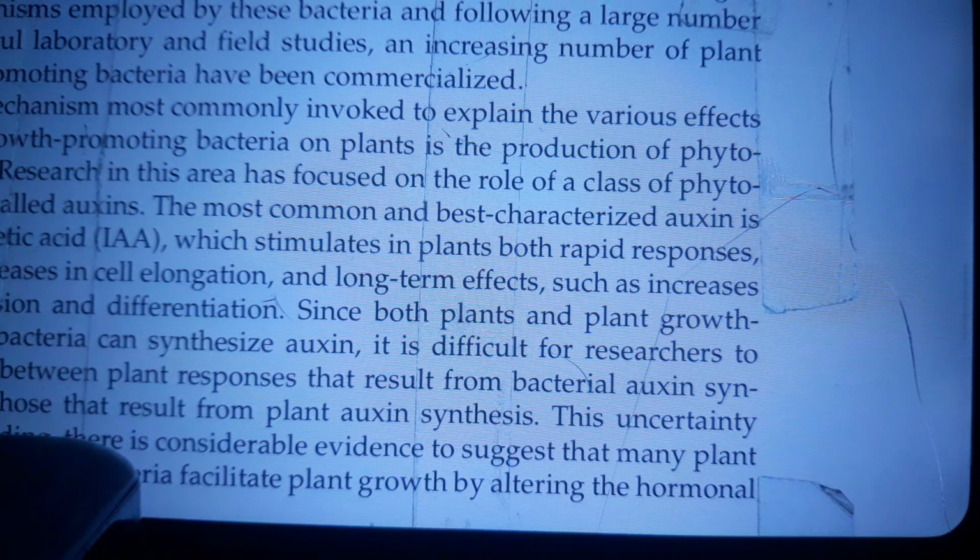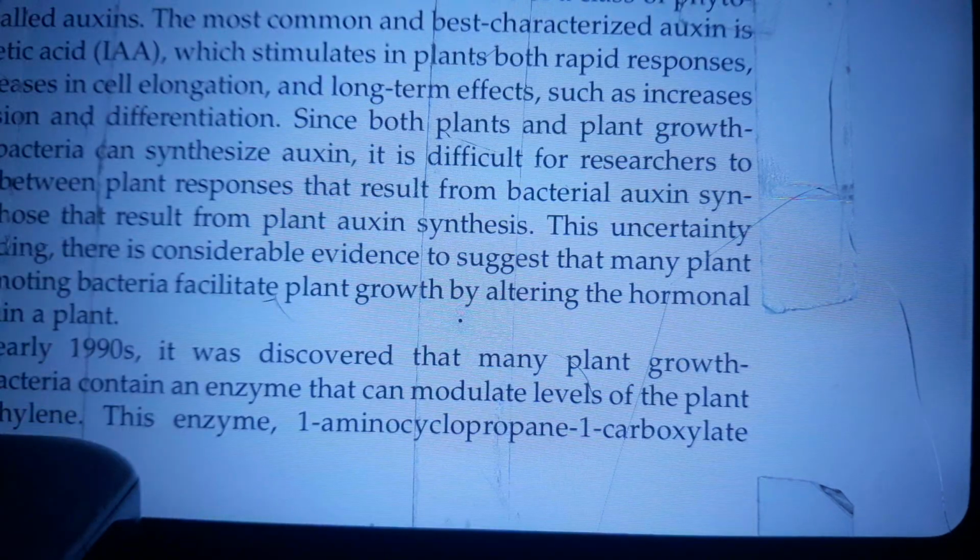The mechanism most commonly invoked to explain the various effects of plant growth promoting bacteria on plants is the production of phytohormones. Research in this area has focused on the role of a class of phytohormones called auxins. The most common and best characterized auxin is indole-3-acetic acid, IAA, which stimulates in plants both rapid responses, such as increases in cell elongation, and long-term effects, such as increases in cell division and differentiation.